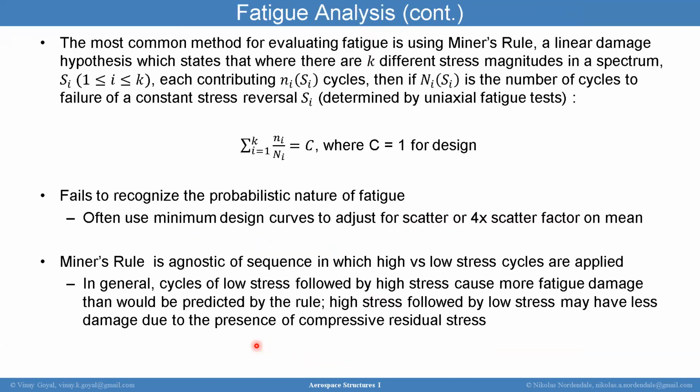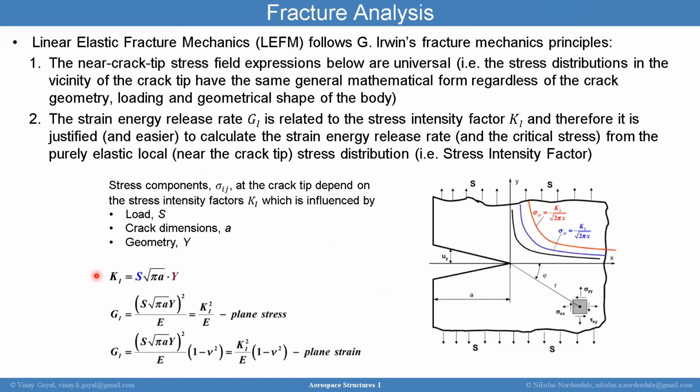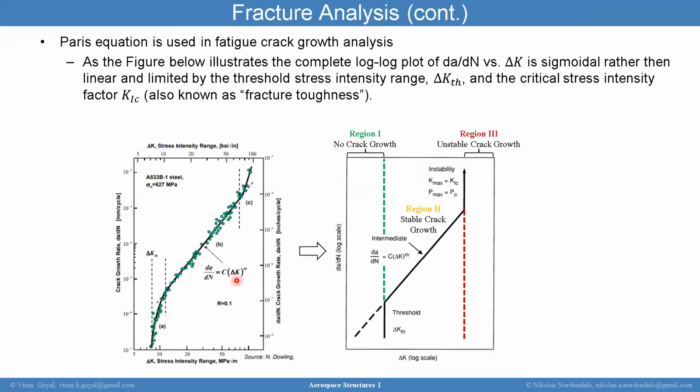The process is that you're going to calculate K1 from the given stress level and compare K1 to K1C. That's the general process you want to use. Once you calculate K1 and compare to K1C, which is the fracture toughness of the material, that will tell you whether a crack will occur. That's for one cycle only.